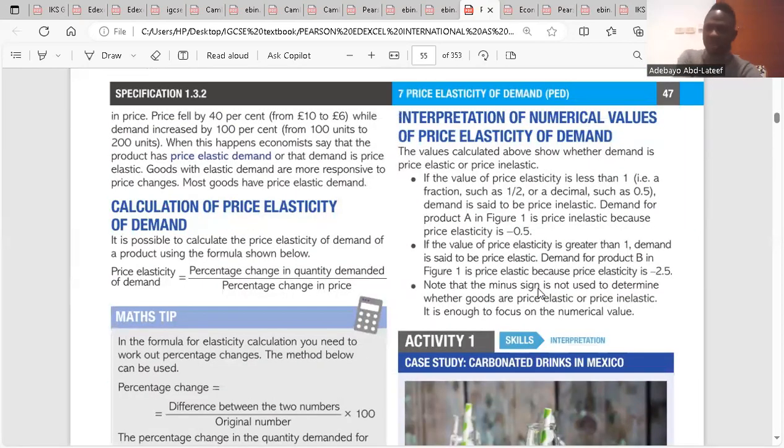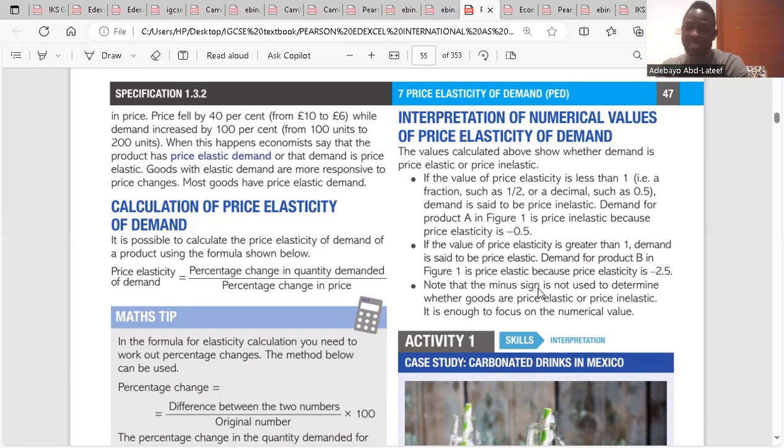So we go to the interpretation of numerical values of price elasticity of demand. As soon as we calculate our PED, the values we get, what are the interpretations? What do they mean? The values calculated above show whether demand is price elastic or price inelastic. If the value of price elasticity is less than 1, a fraction such as 1 over 2 or a decimal such as 0.5, demand is said to be price inelastic. So if the value of our PED is 0.5 or less than 1, it means that demand is price inelastic.